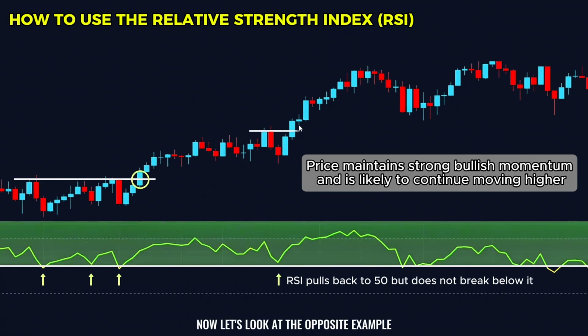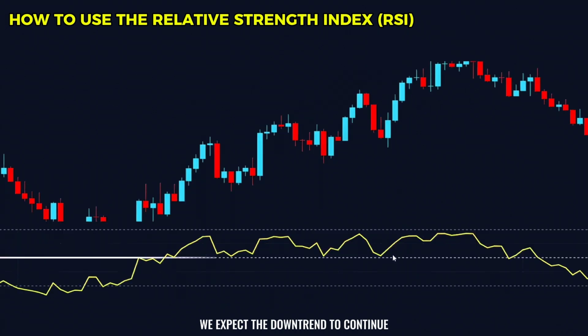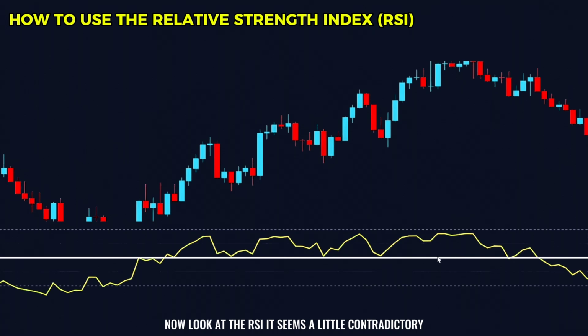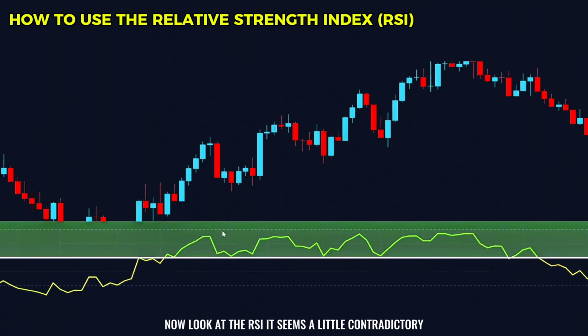Now let's look at the opposite example. The market is in a downtrend. Mark these 2 points. The price makes a lower high. Whenever the price makes a lower high, we expect the downtrend to continue. Now look at the RSI. It seems a little contradictory because the RSI is actually higher than before. Momentum is stronger than before, but the price performs worse.